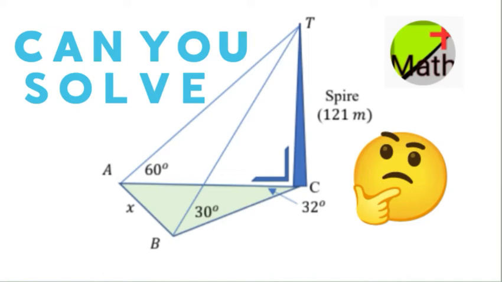We have a really cool maths problem today. We're solving some geometry with some trigonometry and the cosine rule. So let's have a look at this configuration. We have a spire which is vertical, 121 meters, and we need to find this side x which is on the plan. So let's start off by working on the vertical triangles ATC and BTC.